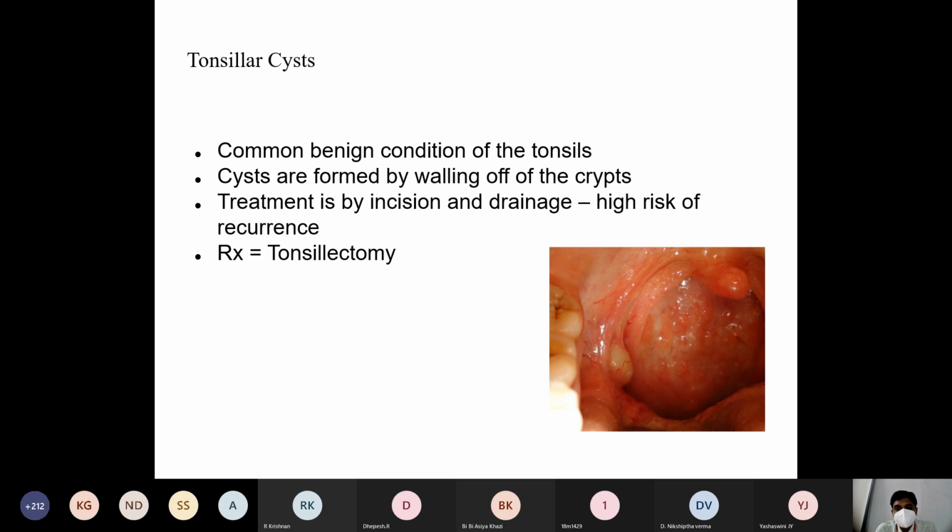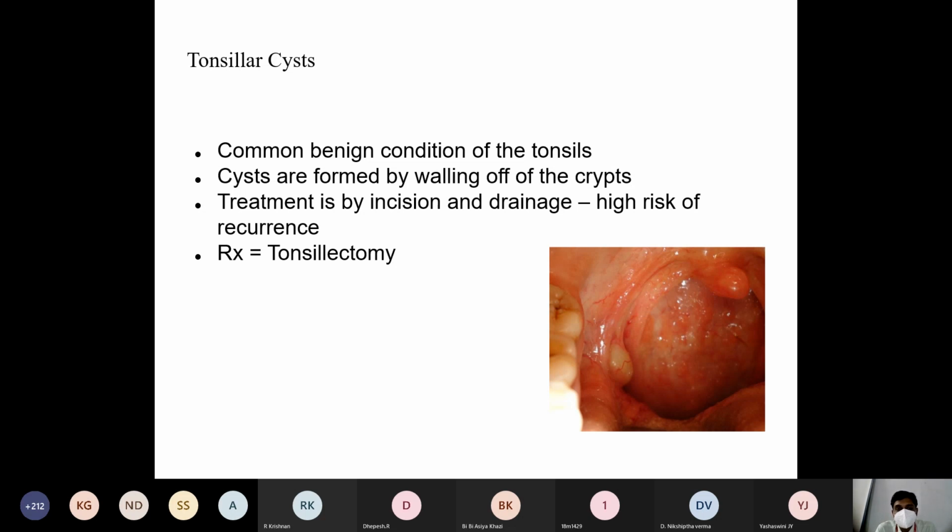What is Ludwig's angina? Ludwig's angina is a suppuration or cellulitis of the floor of the mouth. It's a separate condition. It's not the same as Vincent's angina. Treatment for Ludwig's angina is also with broad spectrum antibiotics.